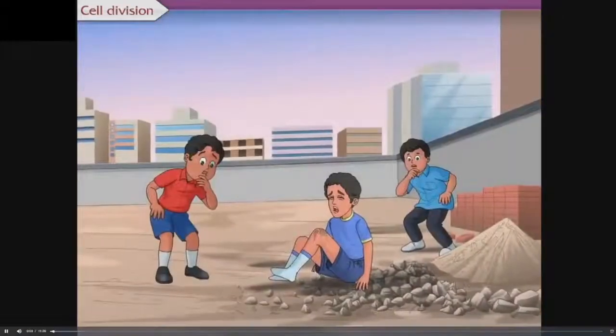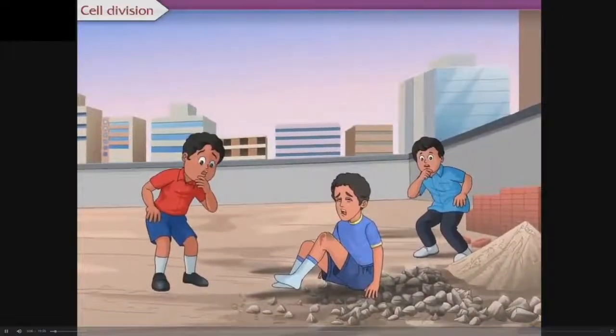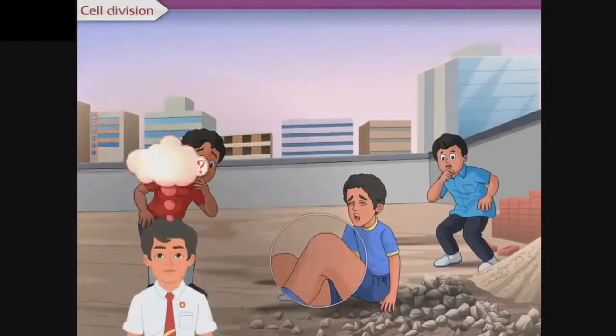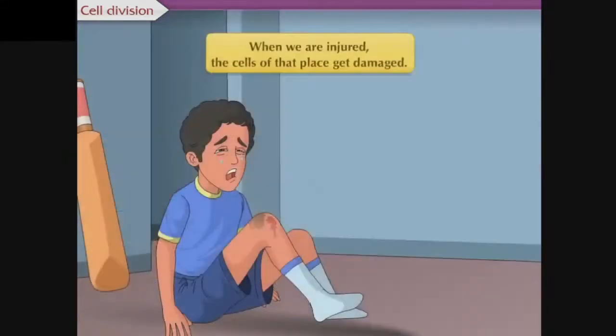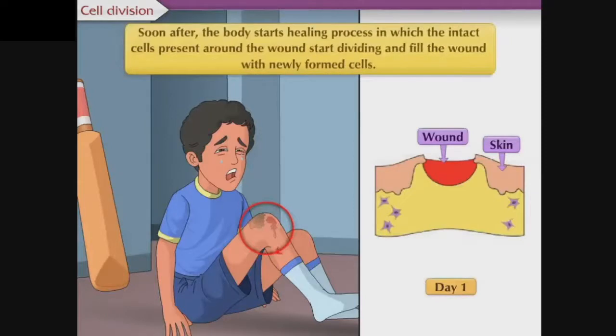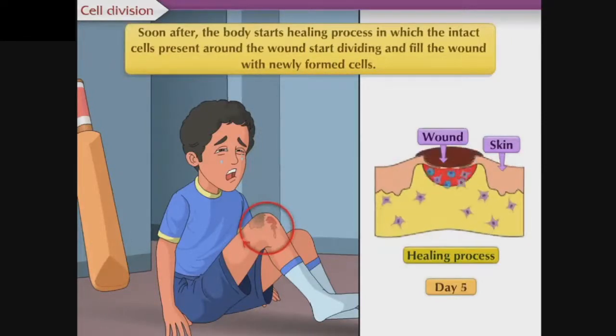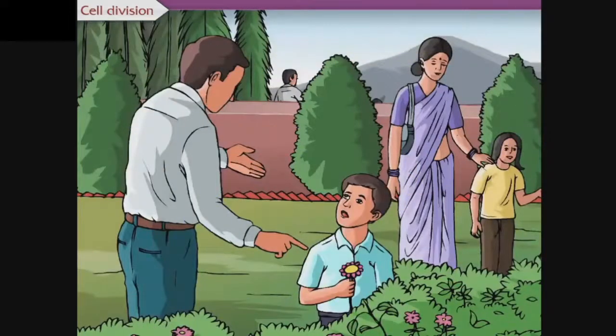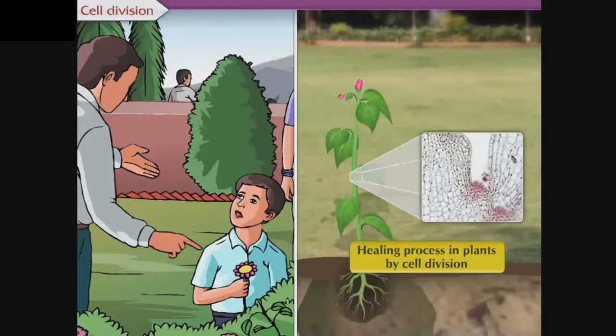You might have noticed that whenever you get injured while playing, the wound gets healed after a few days. How? When we are injured, the cells of that place get damaged. Soon after, the body starts the healing process in which the intact cells present around the wound start dividing and fill the wound with newly formed cells. Similarly, when we pluck flowers from the plants, they also get injured and the wounds are healed by the cell division in the surrounding cells.